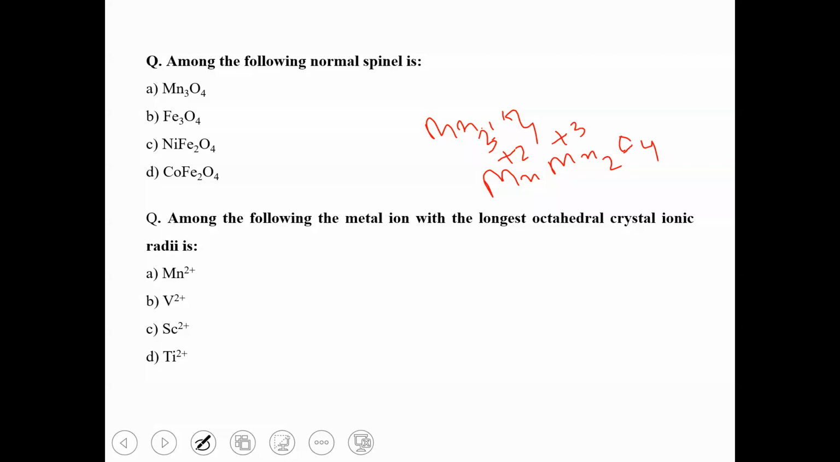So the electronic configuration for this will be d5, and for this one it will be d4, right? So just considering it in a tetrahedral environment.